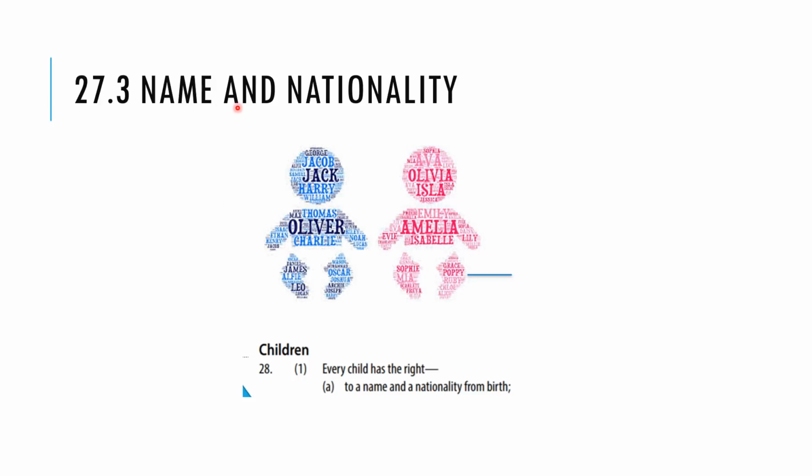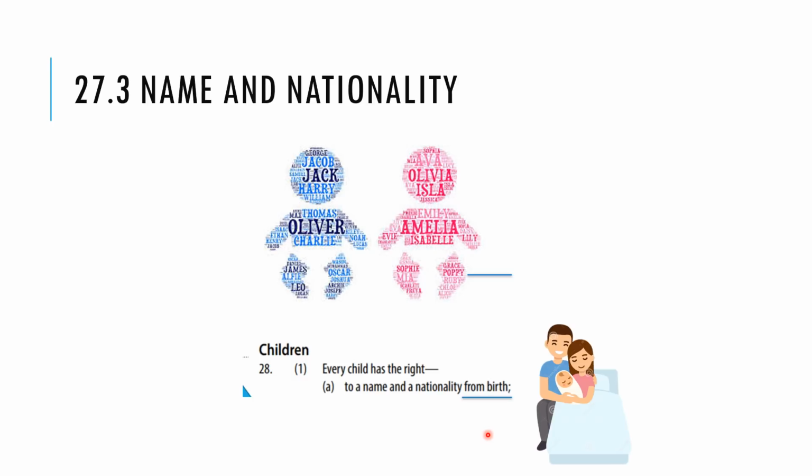Okay, now we move on to Section 27.3 in your textbook, which is the right to a name and nationality. Now, this is found in Section 28(1)(a) of the Constitution, which states that every child has the right to a name and a nationality from birth. Now, the constitutional protection of a child's right to a name and nationality, and the right to have his or her name and other basic family information registered, comprises a child's right to legal identity. Now, this right starts from the moment of birth.